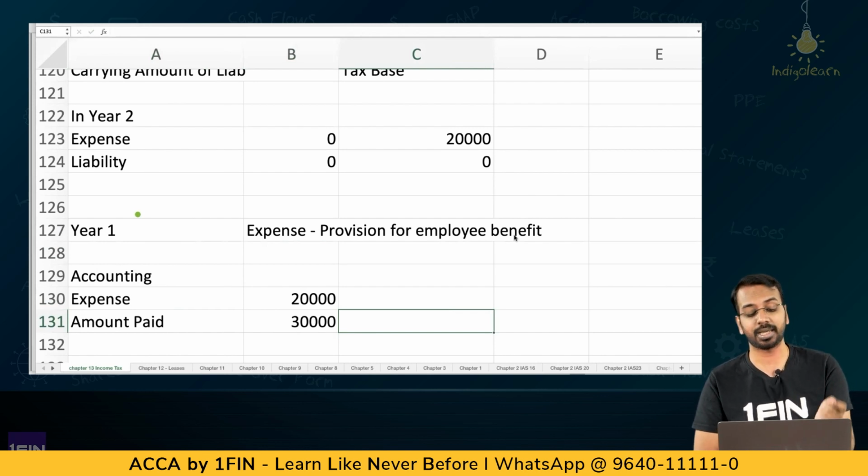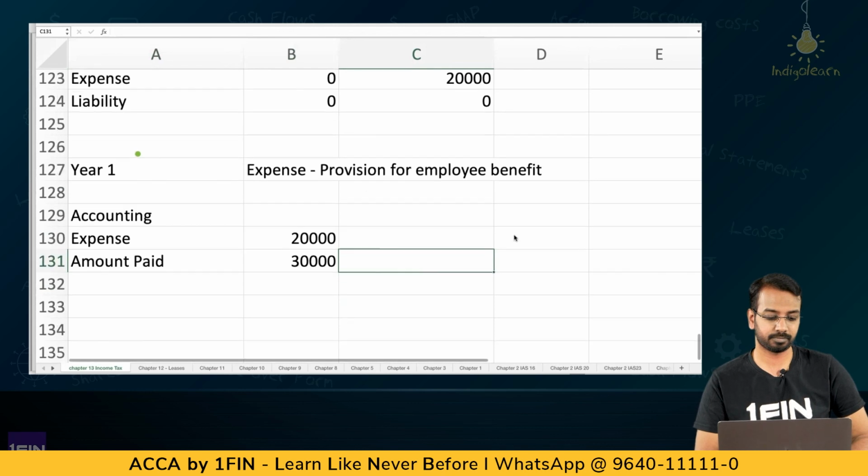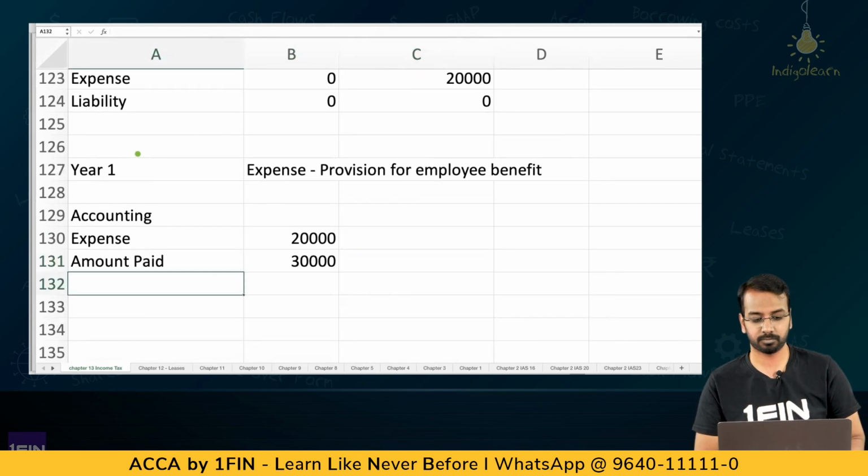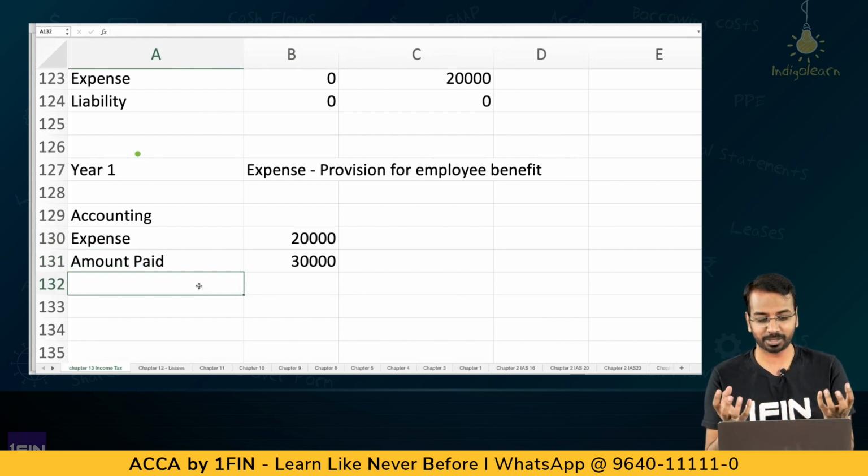Expense is what I have accounted in my books. Amount paid is amount actually paid. What is this difference called? Advance. It can be advance. Okay. Unrecognized expense. I was expecting a simpler answer actually. Asset. Correct. Which asset?